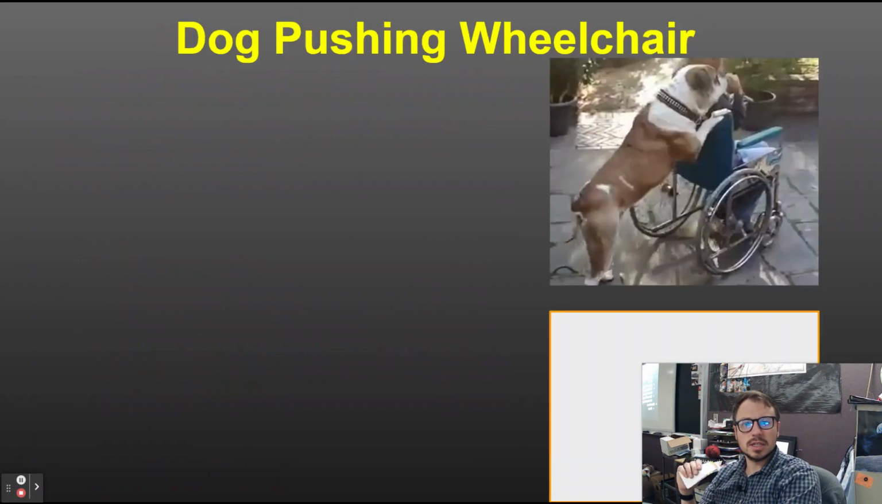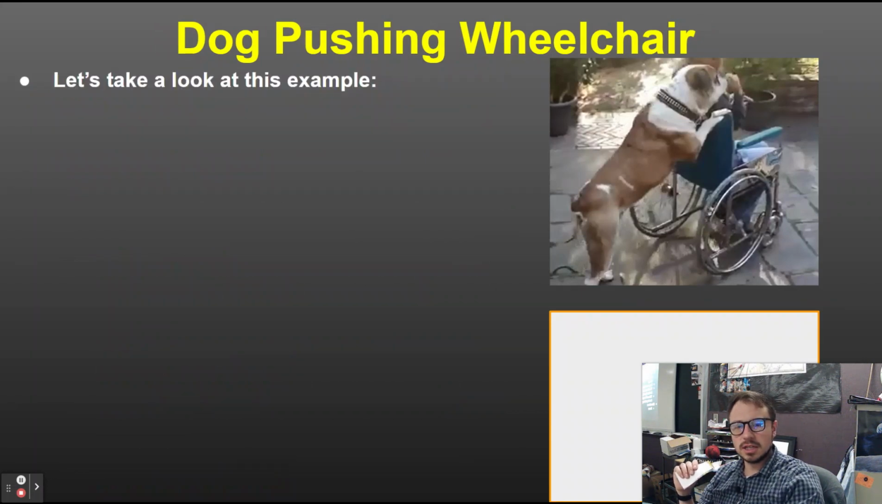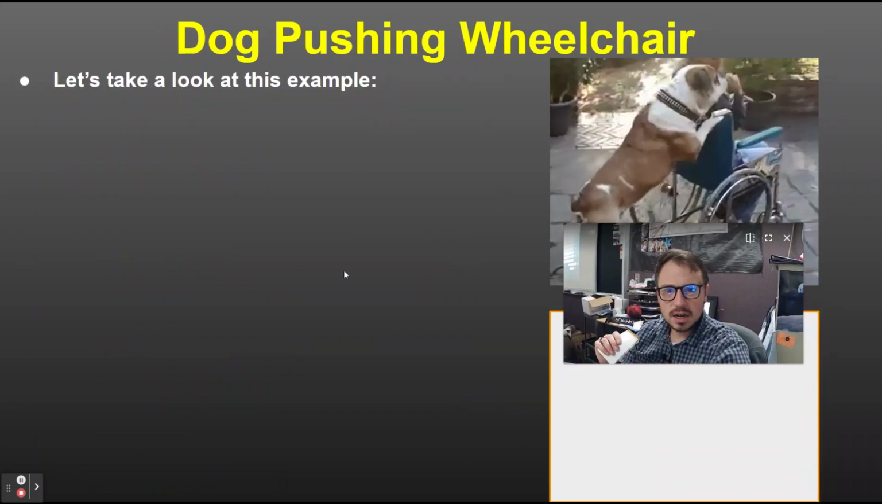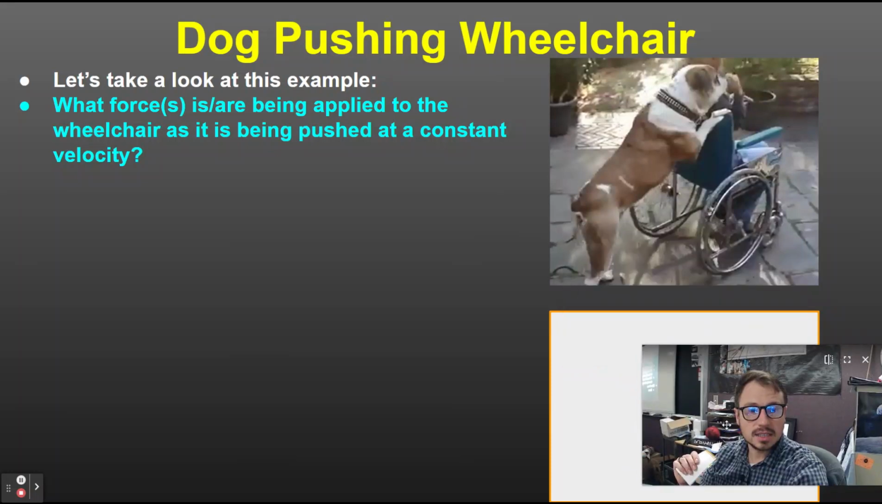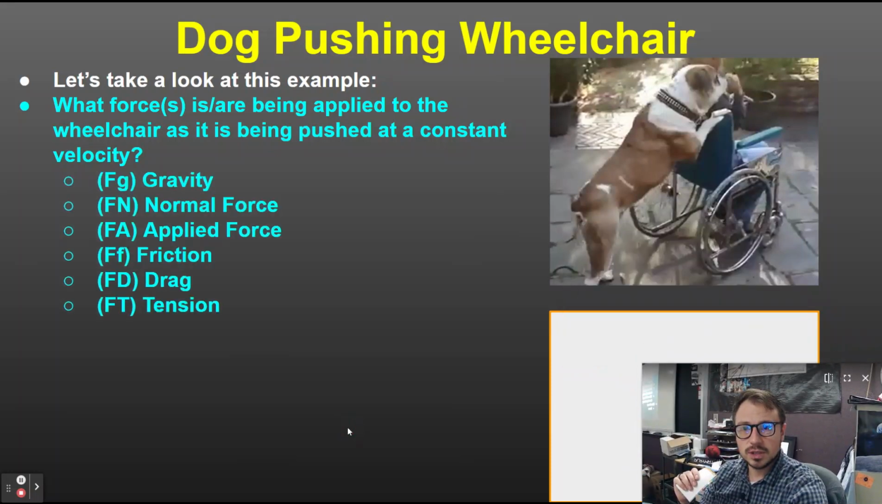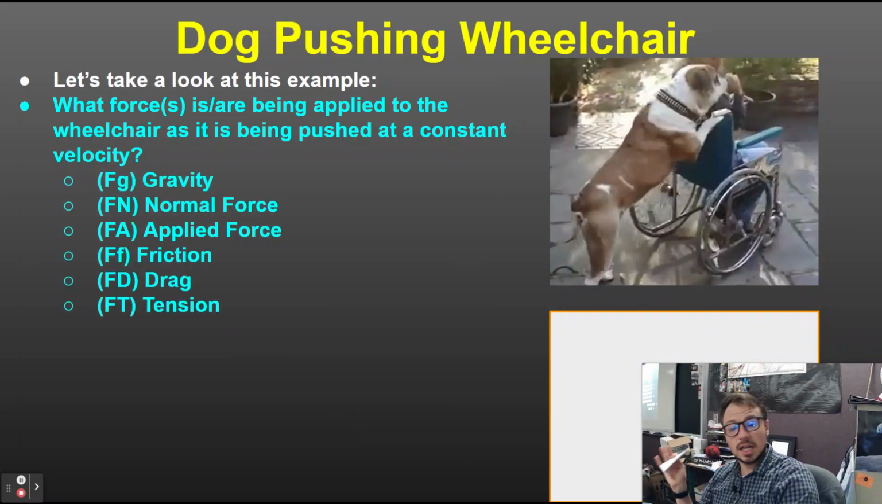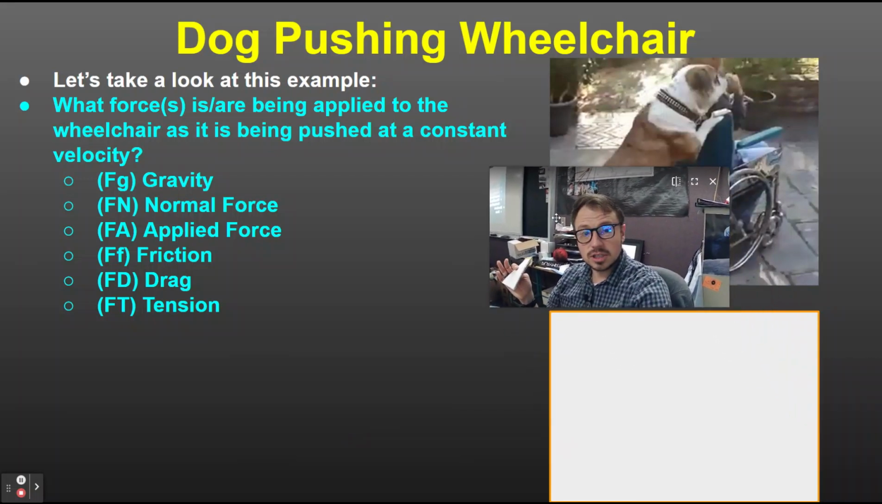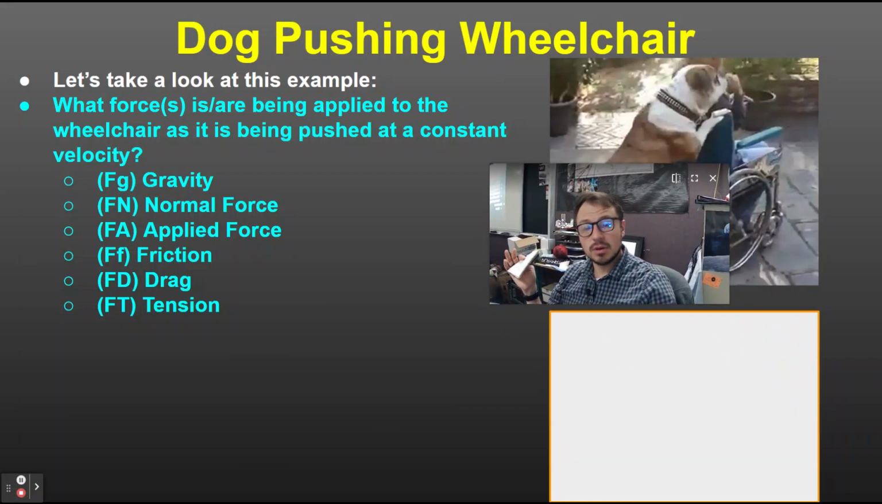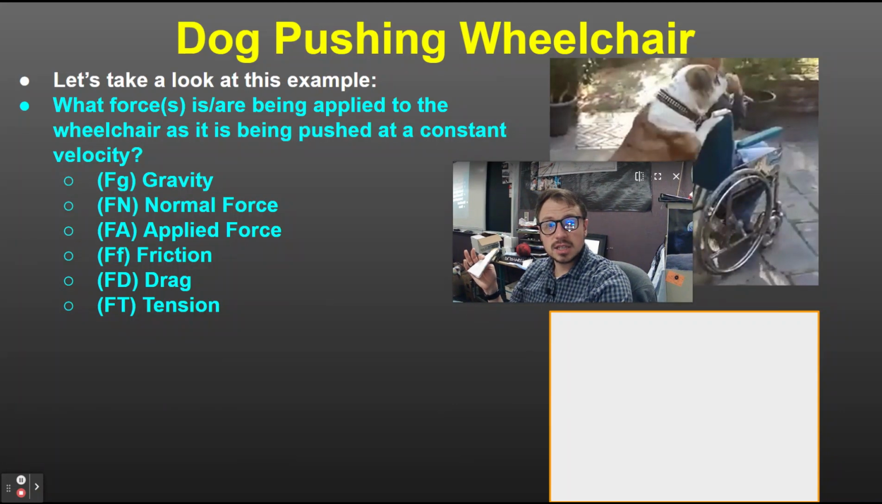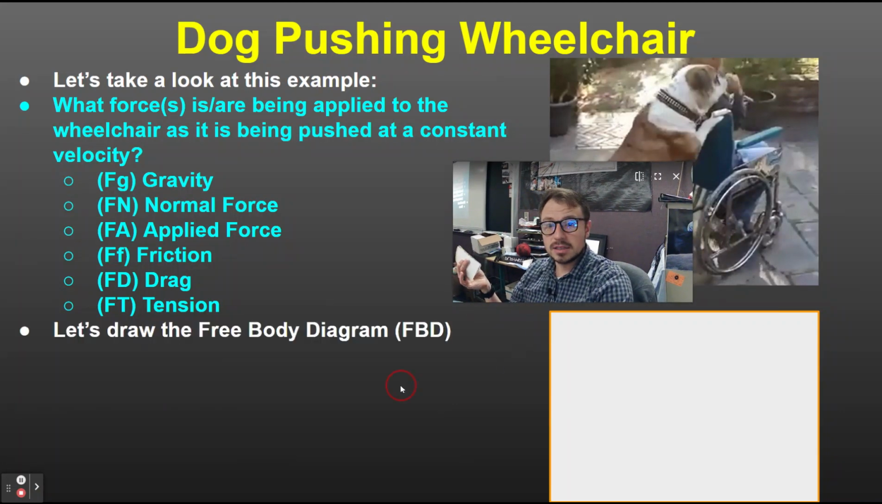Label the forces. Real easy. So let's get some practice, right? Let's take a look at a dog pushing a wheelchair at a constant velocity. So we think about the forces. We know that if it's at a constant velocity, there's not going to be a net force. The net force is 0 newtons, and the forces are balanced, right?